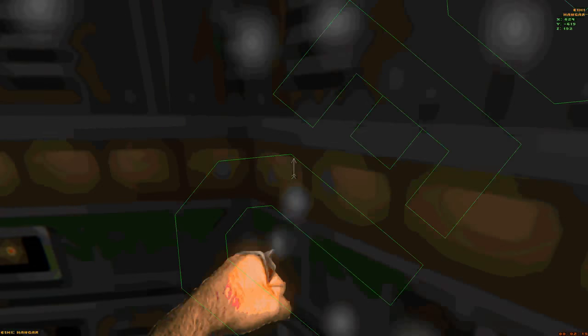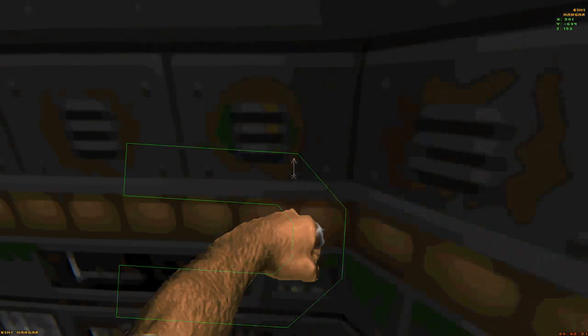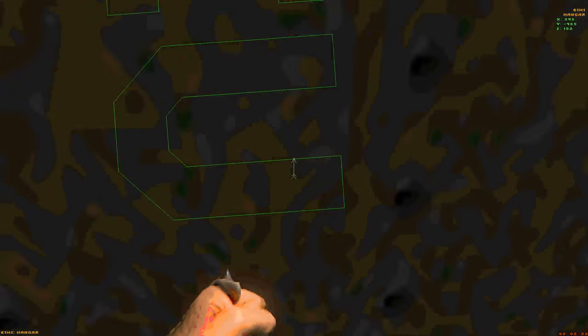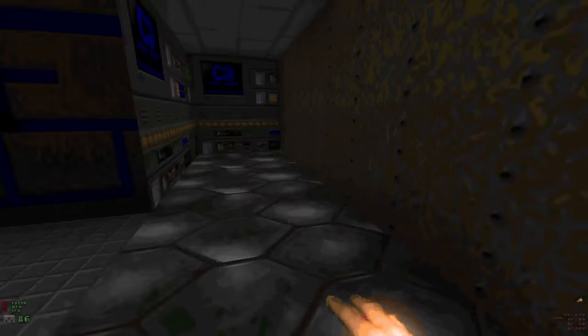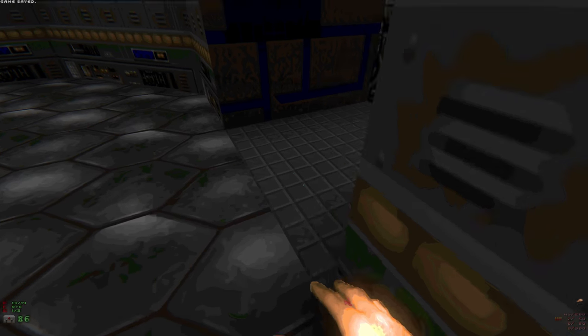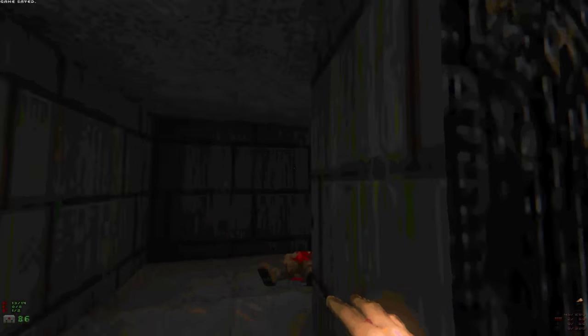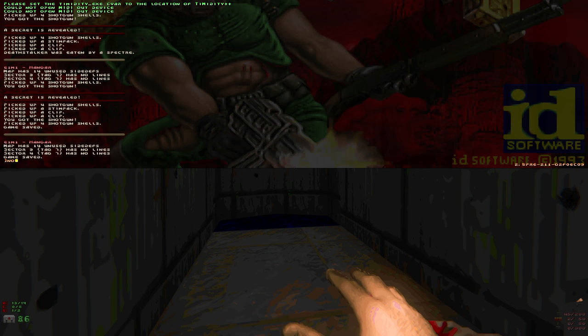Yeah. Where's the other secret? I mean, I just spammed pretty much every wall in the level. Where's the other secret? I mean, there's 8 items. There's 8 items this map. Kind of concerned. There's 8 items, but yeah, I can't find any of them.